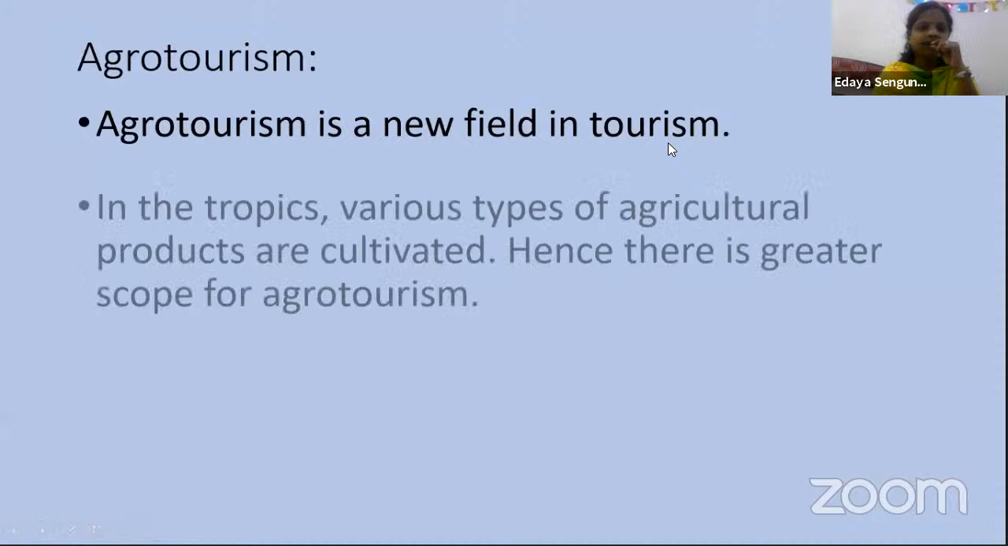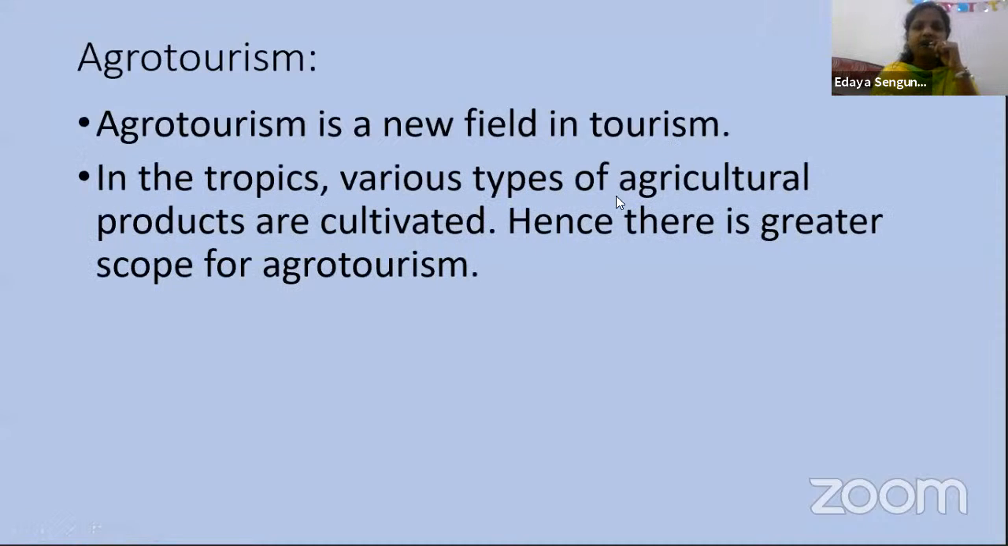In the tropics, various types of agricultural products are cultivated. Hence, there is greater scope of agrotourism. If we are going for an agrotourism tour, we must view various types of agricultural products. It is not just viewing the sugarcane field or just the wheat field. We have to view various types of agricultural products. So in the tropics, it is more famous because there we can see various types of agricultural products.